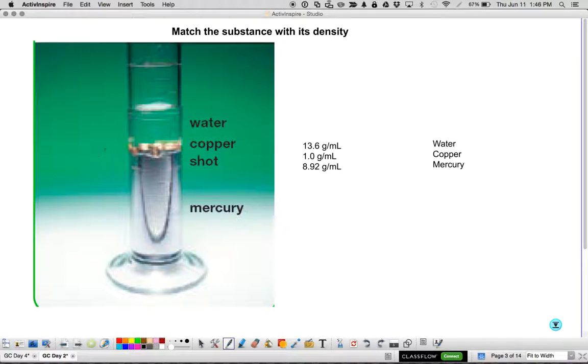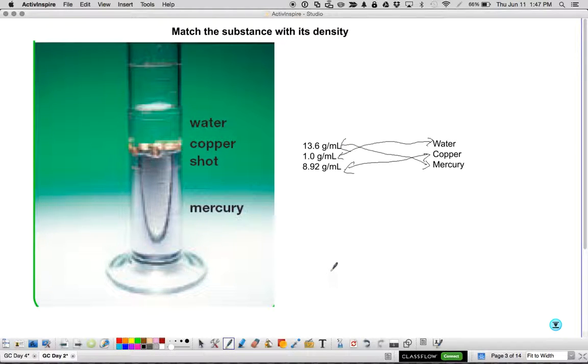So think about a rock, right? What has greater density, a rock or water? Well, we know it's a rock, and rocks sink. So there you go. Given that information, we can say that water has the smallest density, and that's 1 gram per milliliter. Copper is the next most dense, so that would be this 8.92 here, okay? And then there's mercury, that's this one here.